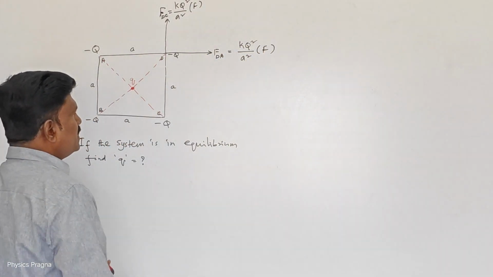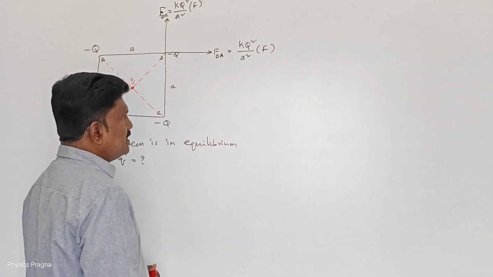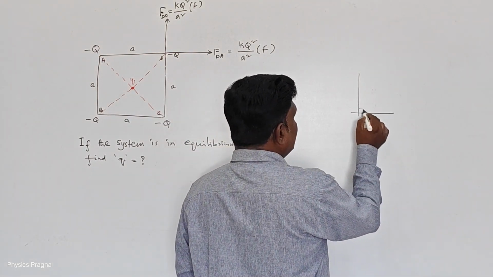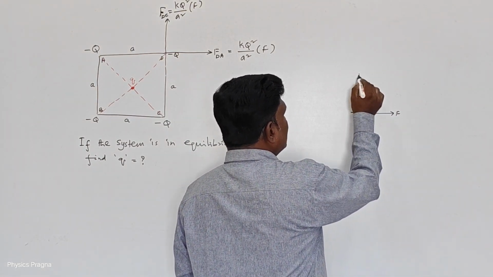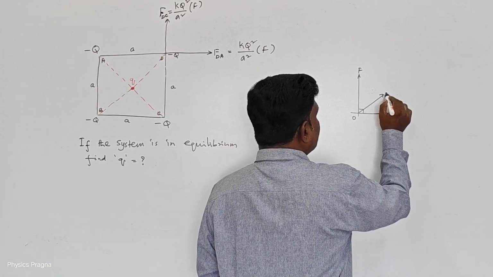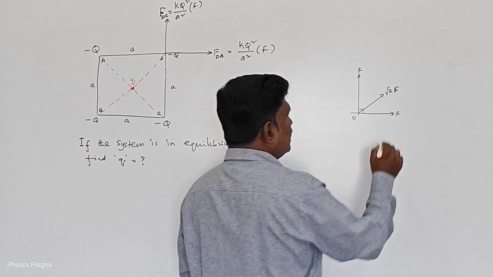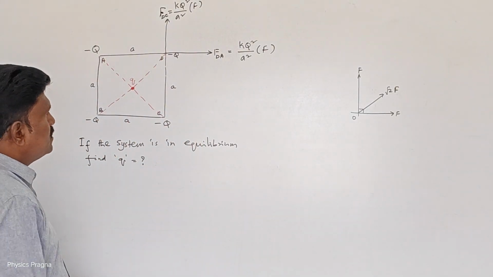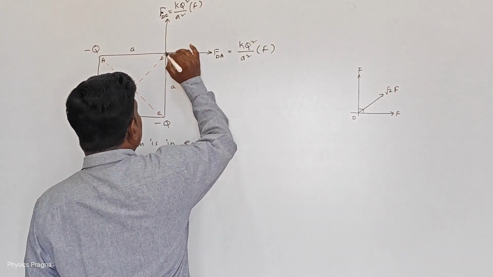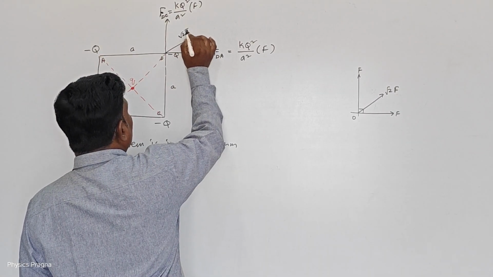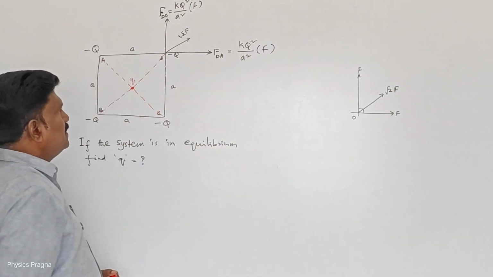If two forces are acting at 90 degrees, this is force F, this is force F, this is the origin, the net force is root 2 F. This we know in the vectors lesson. So this value is here root 2 F. F value is this one.